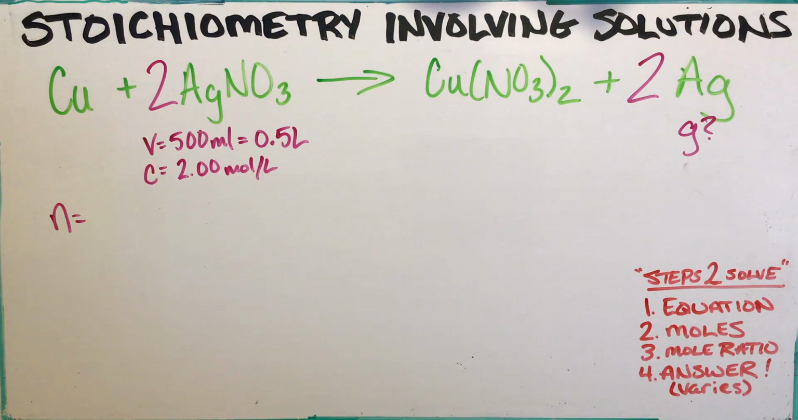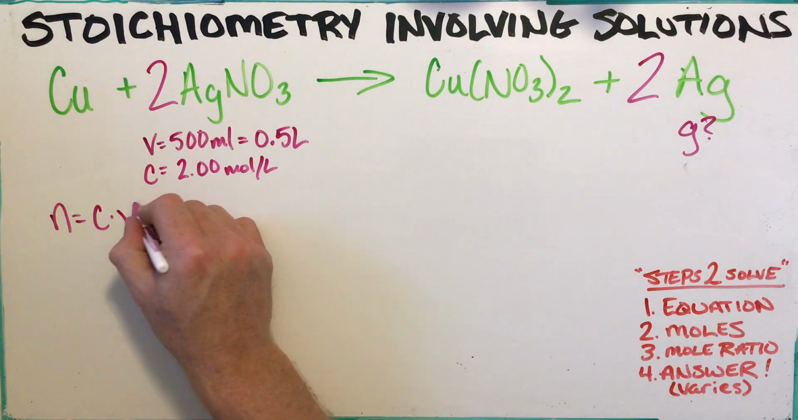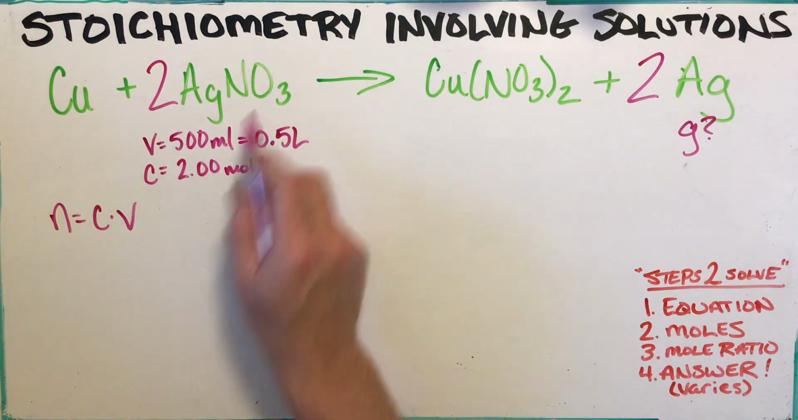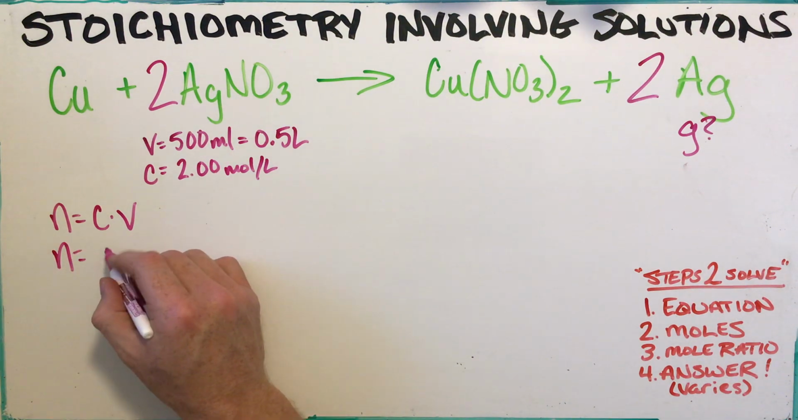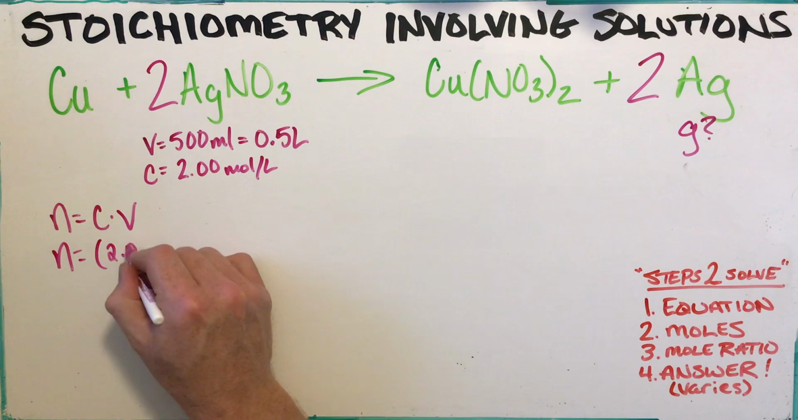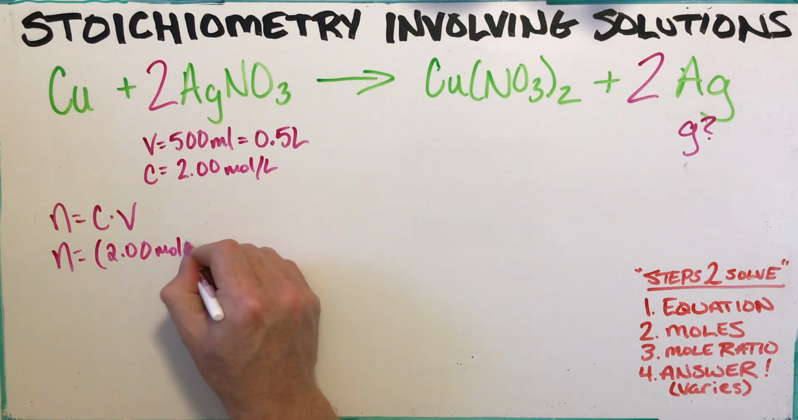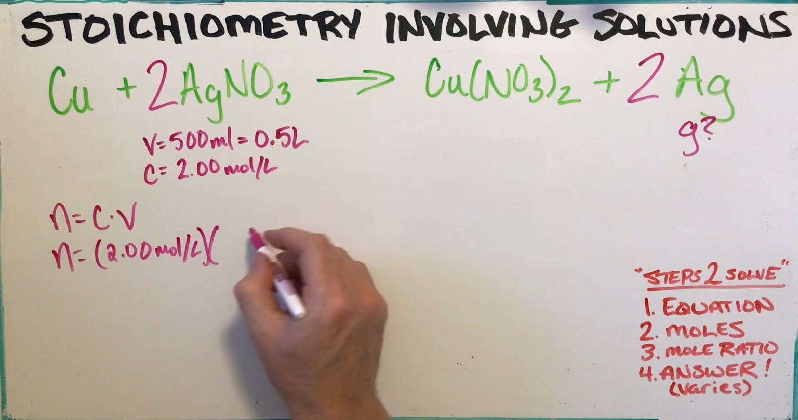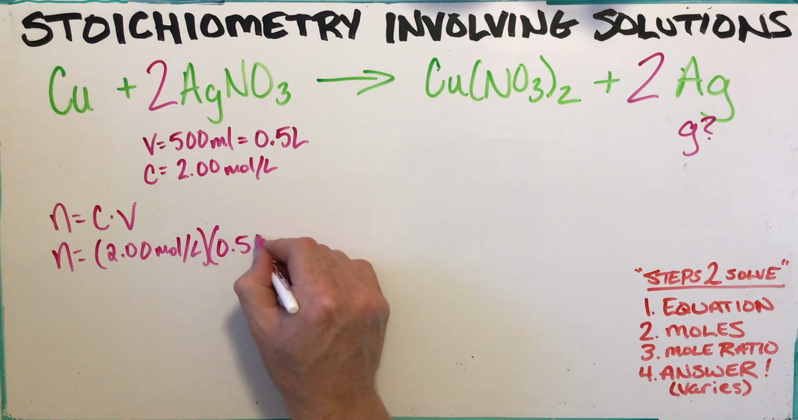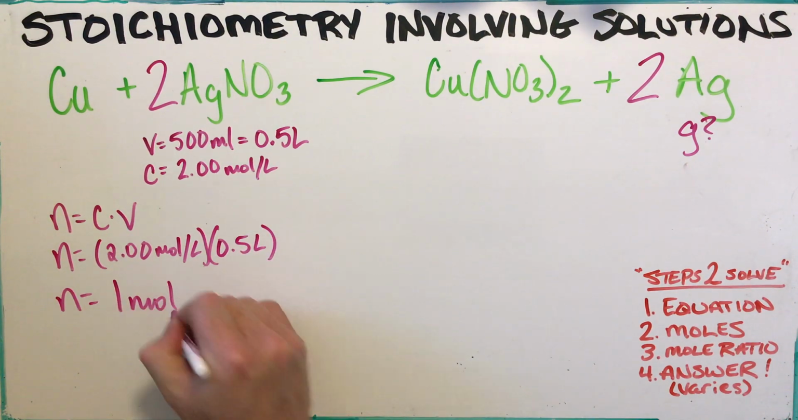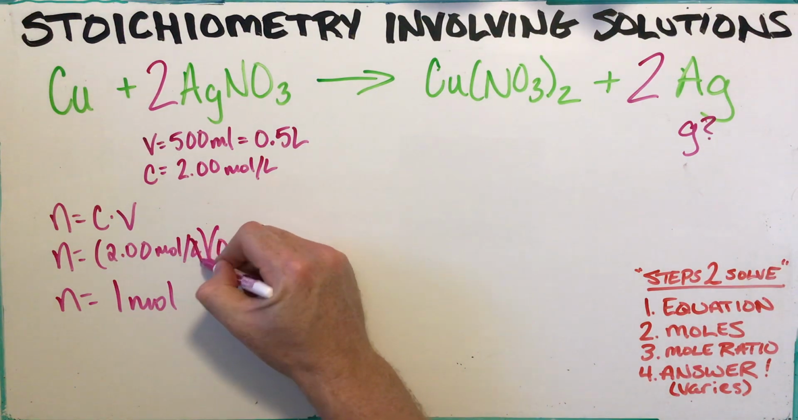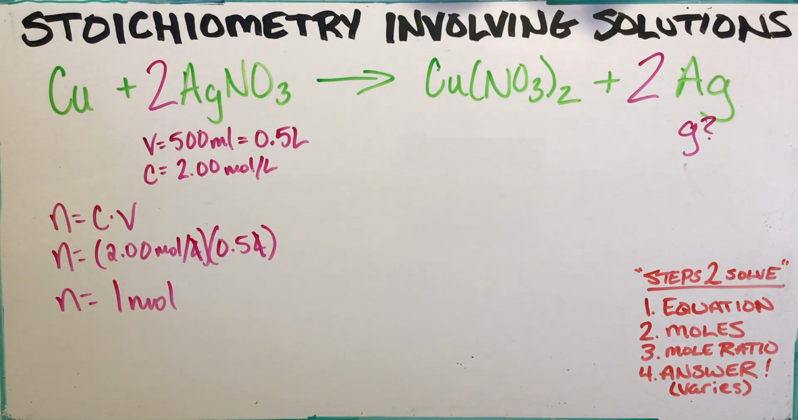n is equal to C times V. And I've got the C and the V for the silver(I) nitrate. So n is equal to 2.00 moles per liter times my volume, which was 0.5 liters, and n is equal to 1 mole. Liters multiplied by liters, top and bottom cancel out. It leaves me with moles only. So I have 1 mole of that.